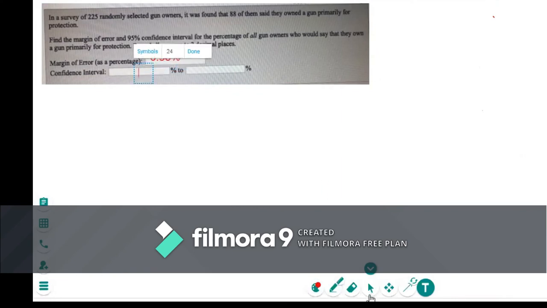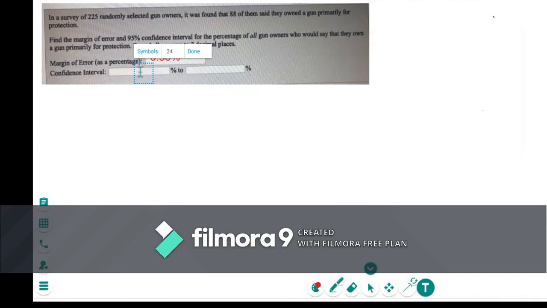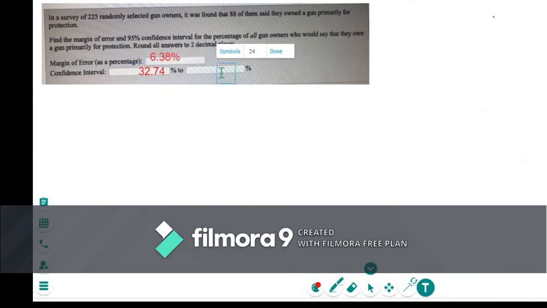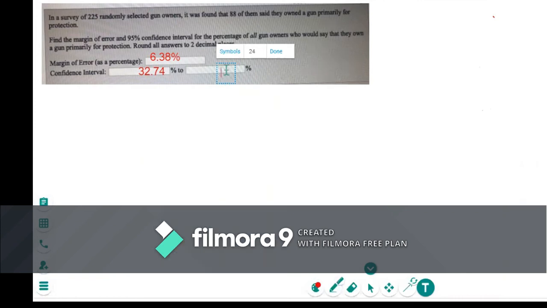And for my confidence interval, my answers are 0.3273, which as a percentage is 32.74, and my other percentage is 45.49. Yeah, so this is my answer.